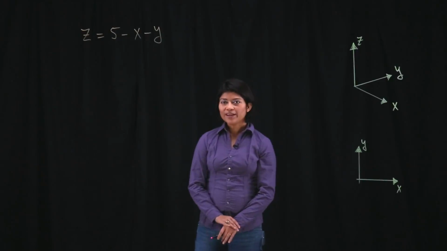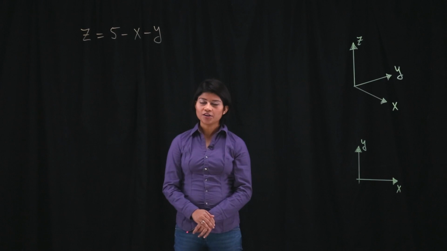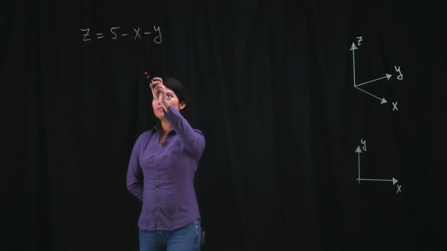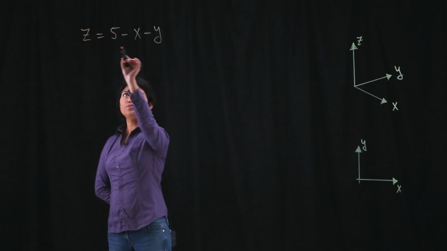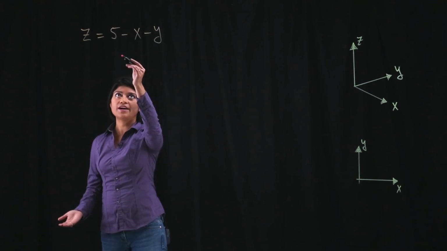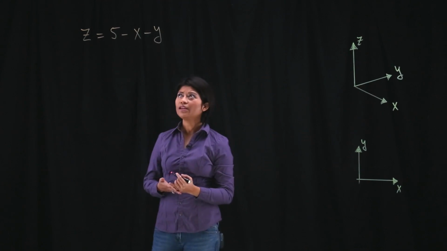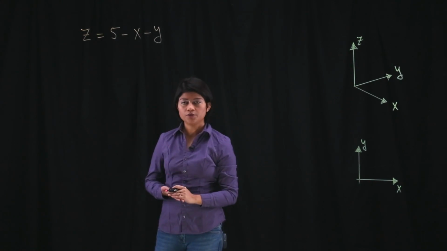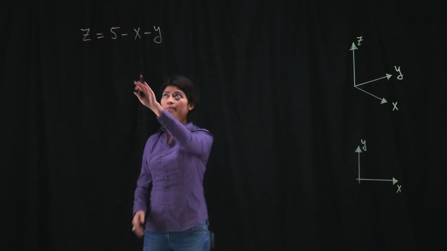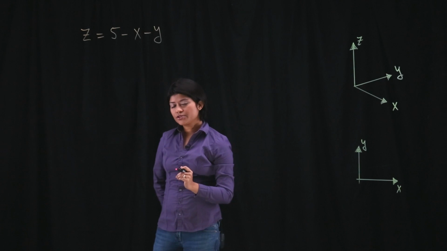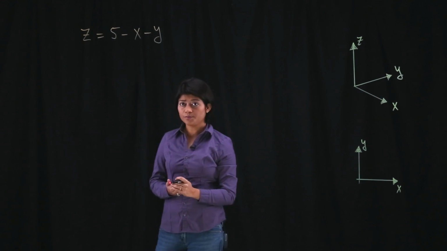Hello, I'm Papia. In this problem, we are going to compute the volume of a solid region. We have this equation given to us, z equals 5 minus x minus y. It represents a plane. And we have to compute the volume of the region that's bounded by this plane in the first octant.